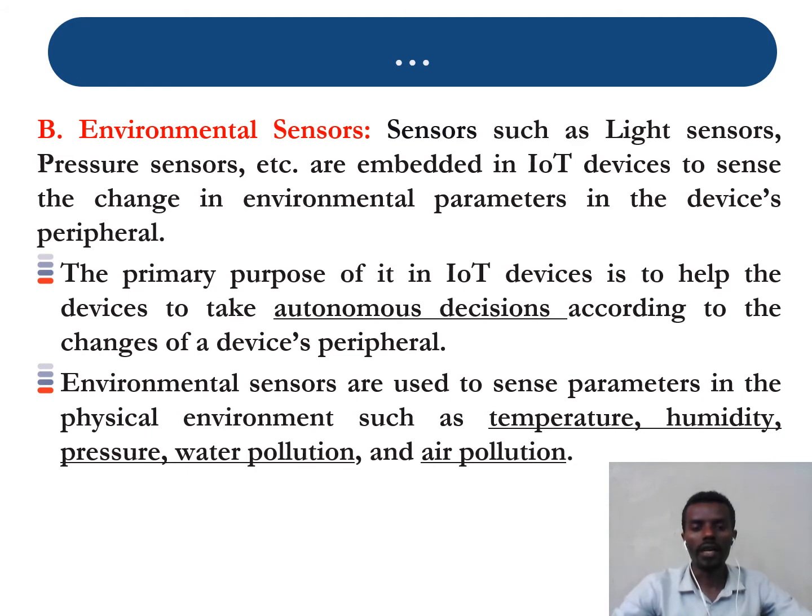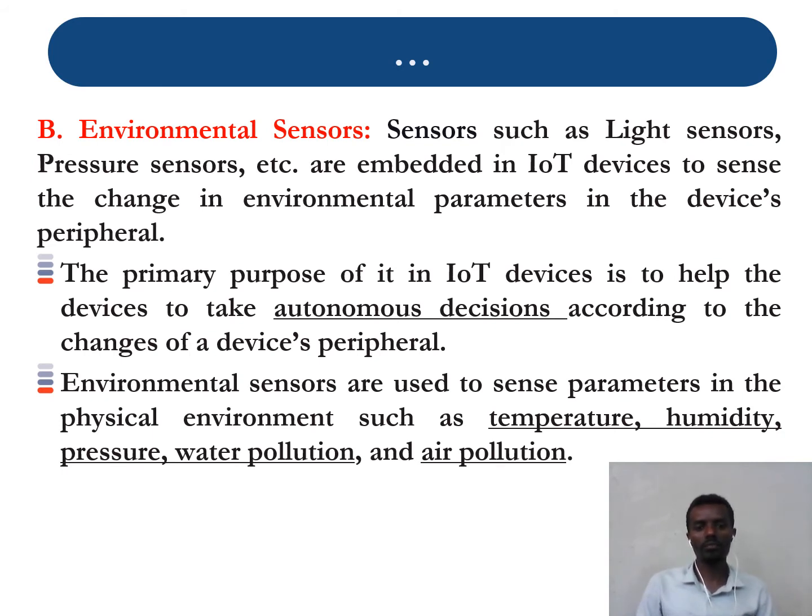Okay, the second one is the environmental sensors. These sensors, such as light sensors and pressure sensors, are embedded in the IoT devices to sense the change in the environmental parameters in the device's peripherals. That means, when the things are connected or embedded together, like the sensors which sense the light found around the area or the pressure of something, that is the work of the environmental sensors.